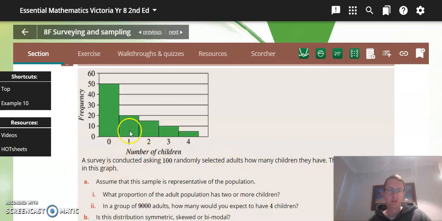So the results are shown in the graph above. Assume that this sample is representative of the population. Awesome. They've already given us a hint there, saying the sample is pretty good of the population. What proportion of the adult population has 2 or more children?